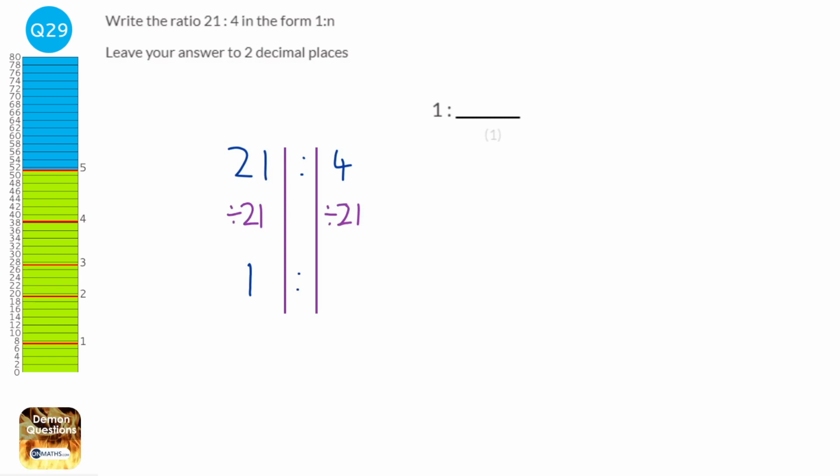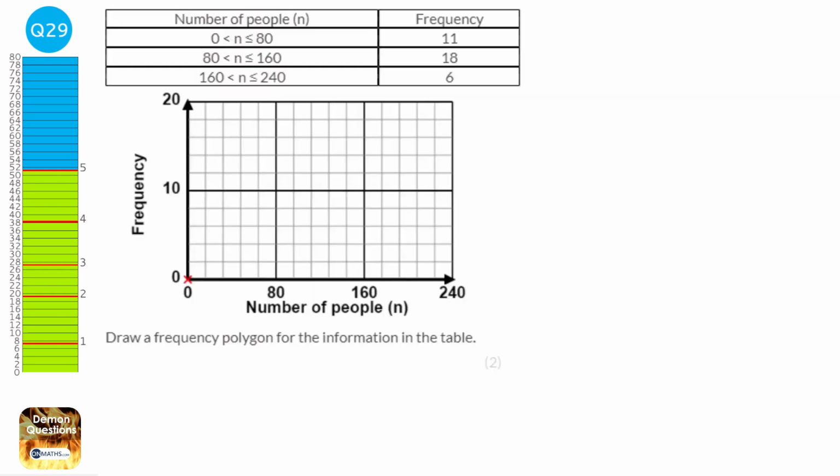4 divided by 21 is 0.190, blah, blah, blah. It says it wants it to 2 decimal places, so it's going to be 1 to 0.19. A frequency polygon is like a line graph.